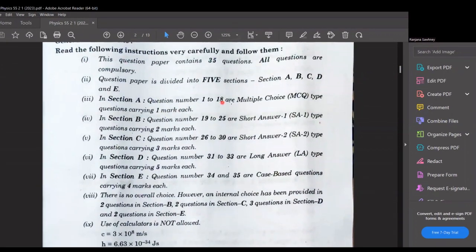Section A, question number 1 to 18, MCQs. Section B, 19 to 25. These are also short answer questions, 2 marks each. Section C, 26 to 30, 3 marks each. And in section D, 31 to 33, which were long answers, 5 marks each. And there were 2 case-based study questions, 34 and 35.